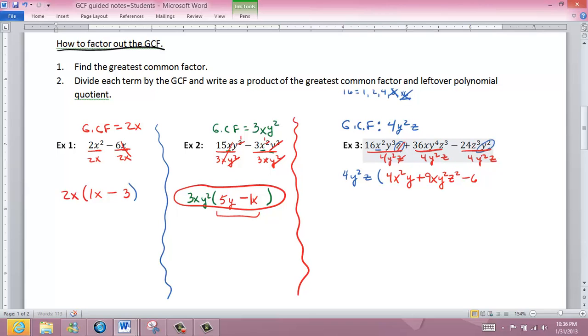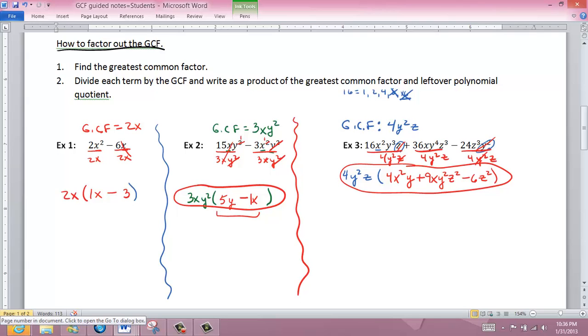I have 3 z's on top. Let's actually start with the y's to keep it in alphabetical order. Those y's eliminate. Then I have 3 z's on top, 1 z on bottom, to give me z to the second. Notice, once I am done dividing in all of these, okay, once I factor, I do not end up with any fractions. If I end up with a fraction, I know I made a mistake somewhere.